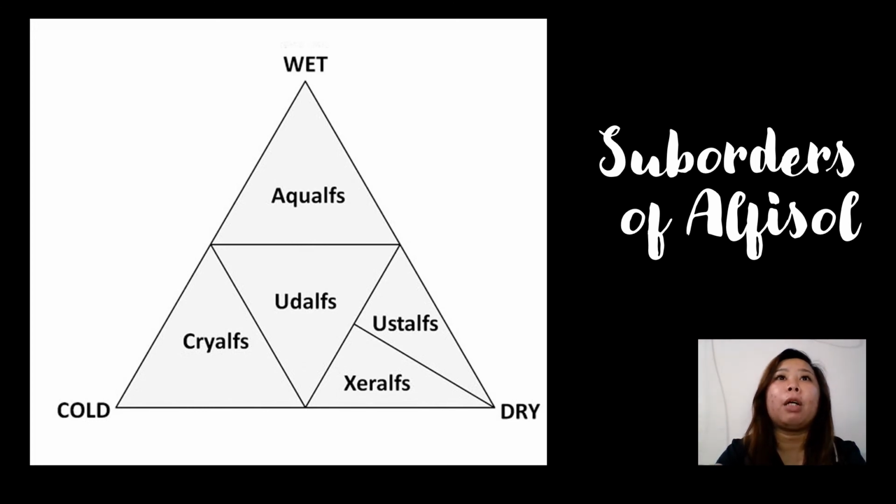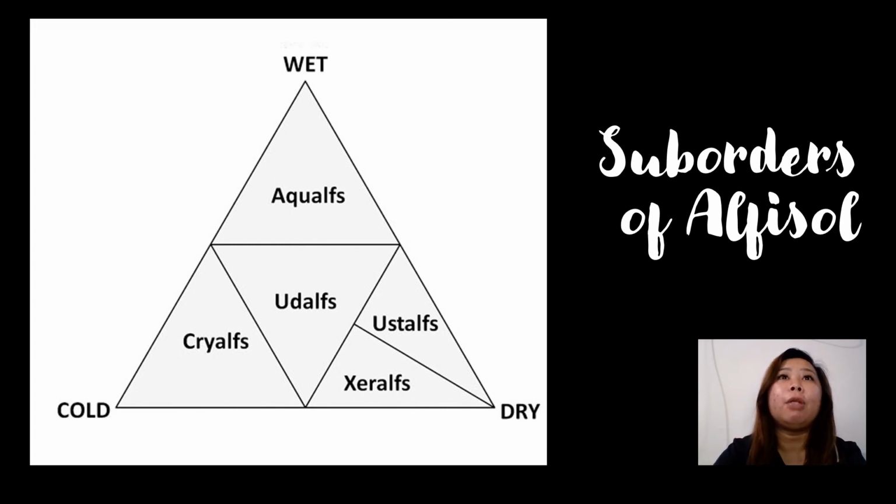And we have the xerolls. From the name itself, they have an ustic soil moisture regime, meaning the soil moisture is limited but available during portions of the growing season. Then we have the xerepts. From the name itself, those soils have a xeric soil moisture regime, meaning it is moist and cool in winter and warm and dry in summer.